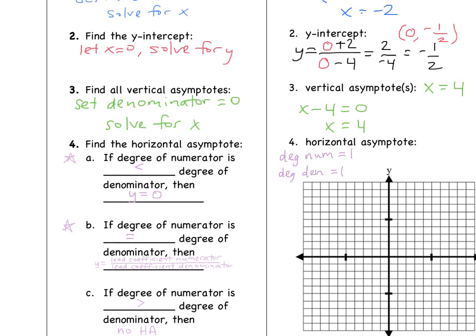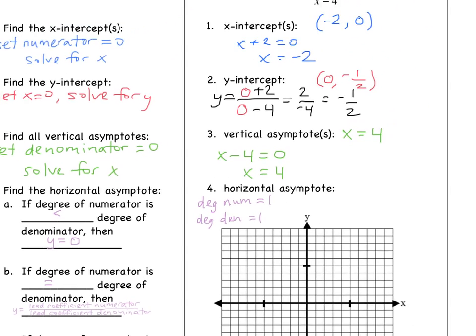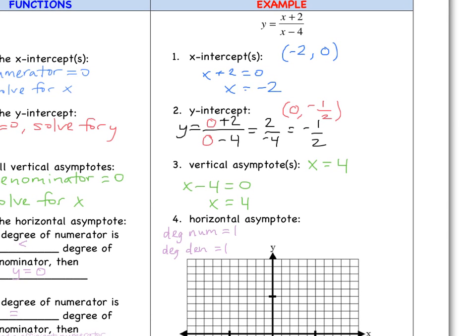Well, if the degrees are the same, we have scenario B. If the degree of the numerator is equal to the degree of the denominator, then we have to look at the leading coefficients. So let's back up to our example here. The leading coefficient is the coefficient in front of the highest degree x. So what's the coefficient in front of this x? Well, you should recognize there is no number, so we say it's 1.